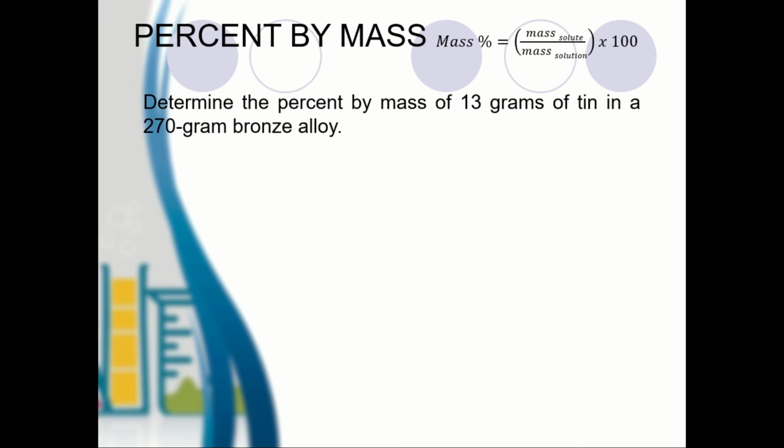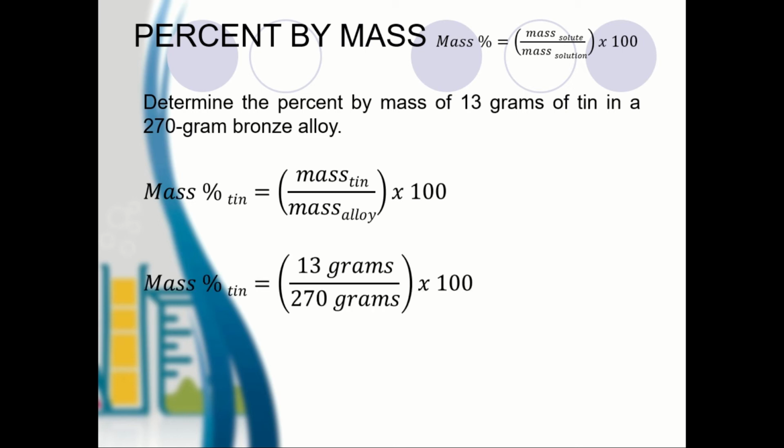Let us determine the percent by mass of 13 grams of tin in a 270 gram bronze alloy. First, let us determine our formula. The mass percent of tin will be equal to the mass of tin divided by the mass of the bronze alloy times 100. Now let us substitute the given, but we have to make sure that the unit of the two, yung ating numerator at denominator, ay pareho.